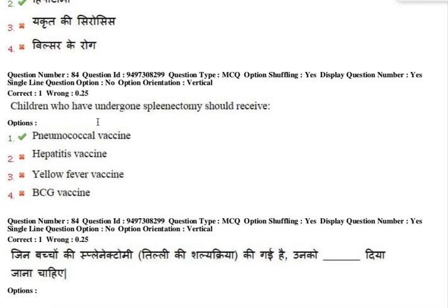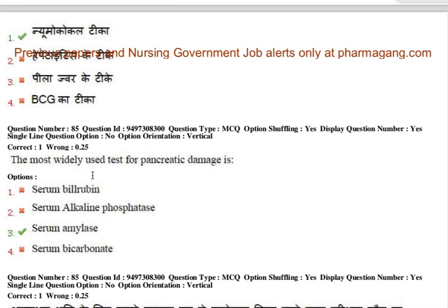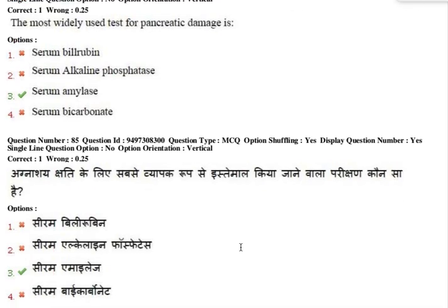Next question. Children who have undergone splenectomy should receive? Answer is first, pneumococcal vaccine. Next question, question 85. The most widely used test for pancreatic damage is? Correct answer is third, serum amylase. Serum amylase is the most widely used test for pancreatic damage.